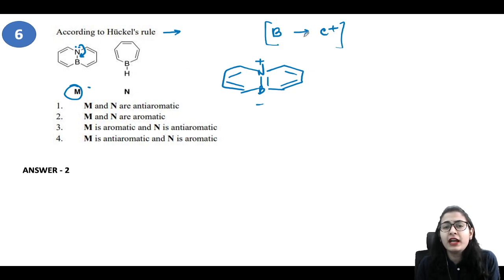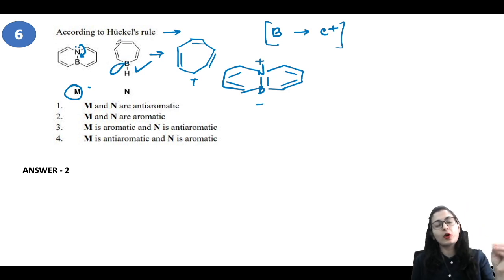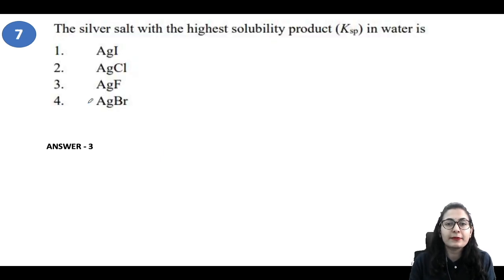Similarly, as I said, the boron equivalent to a carbocation. So here it is equivalent to the tropylium carbocation, which is like this. So even the tropylium carbocation is aromatic. This is also aromatic, and boron has a vacant p orbital in which the pi bonds can do resonance. So both of these are aromatic, right? 2 is the correct answer.